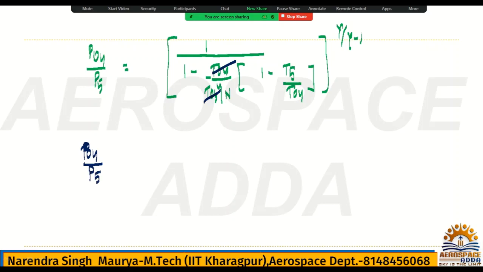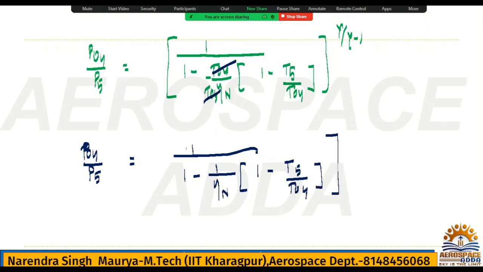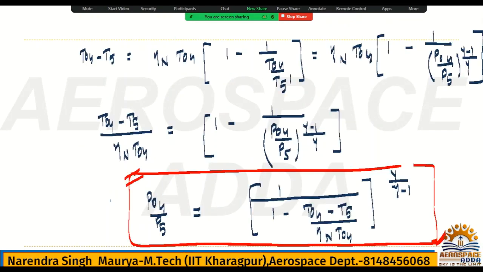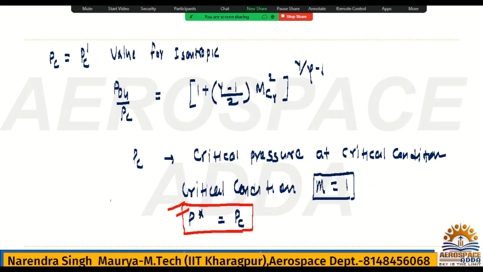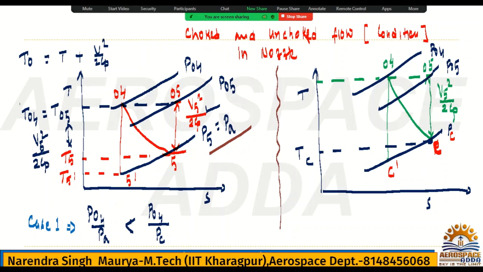P04 by P5 is equal to, you will have 1 divided by 1 minus 1 upon eta nozzle in bracket 1 minus T5 divided by T04, to whole power gamma upon gamma minus 1. Okay. Now by the relation only you had seen T04 and T05 are the same. Check. I explained that time only. T04 is equal to T05.